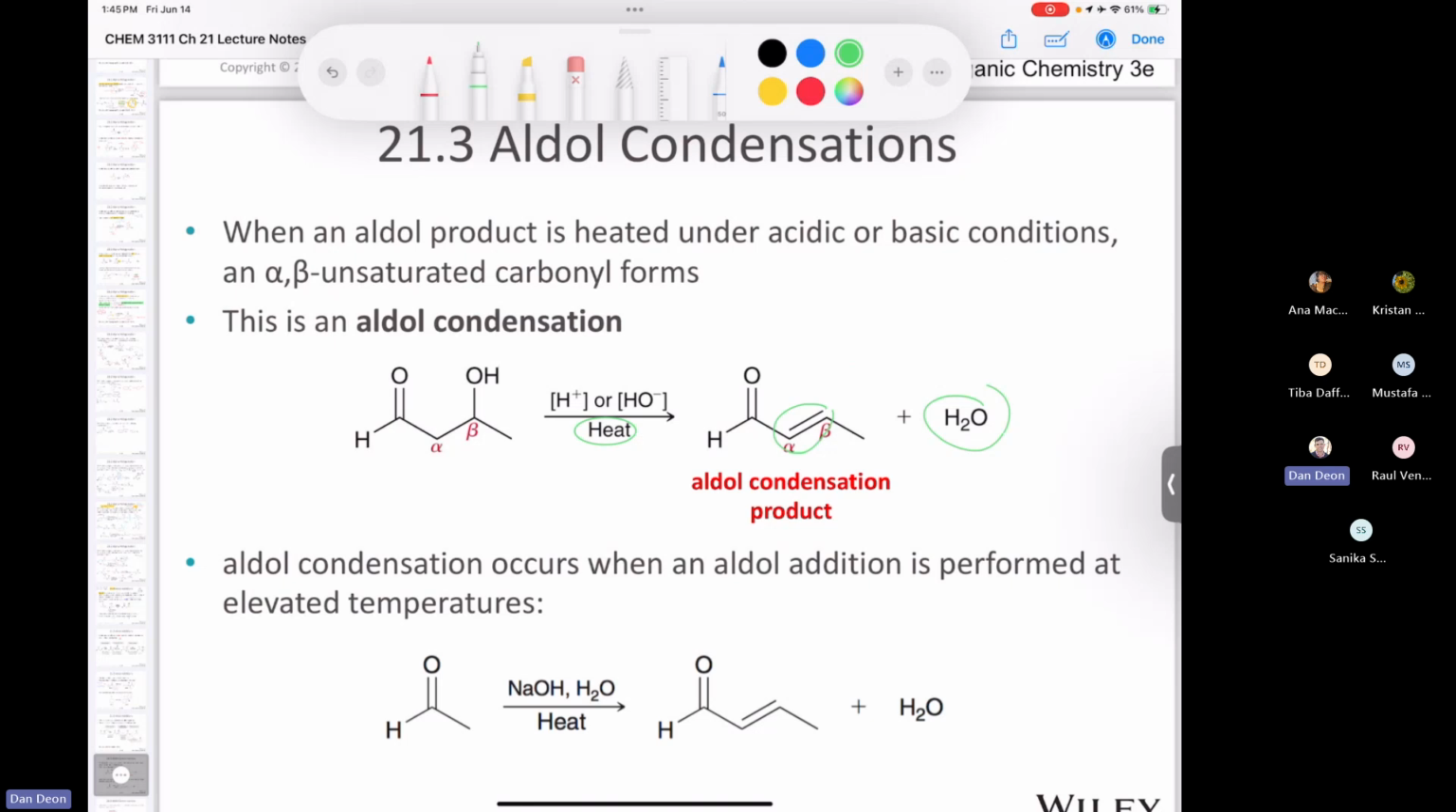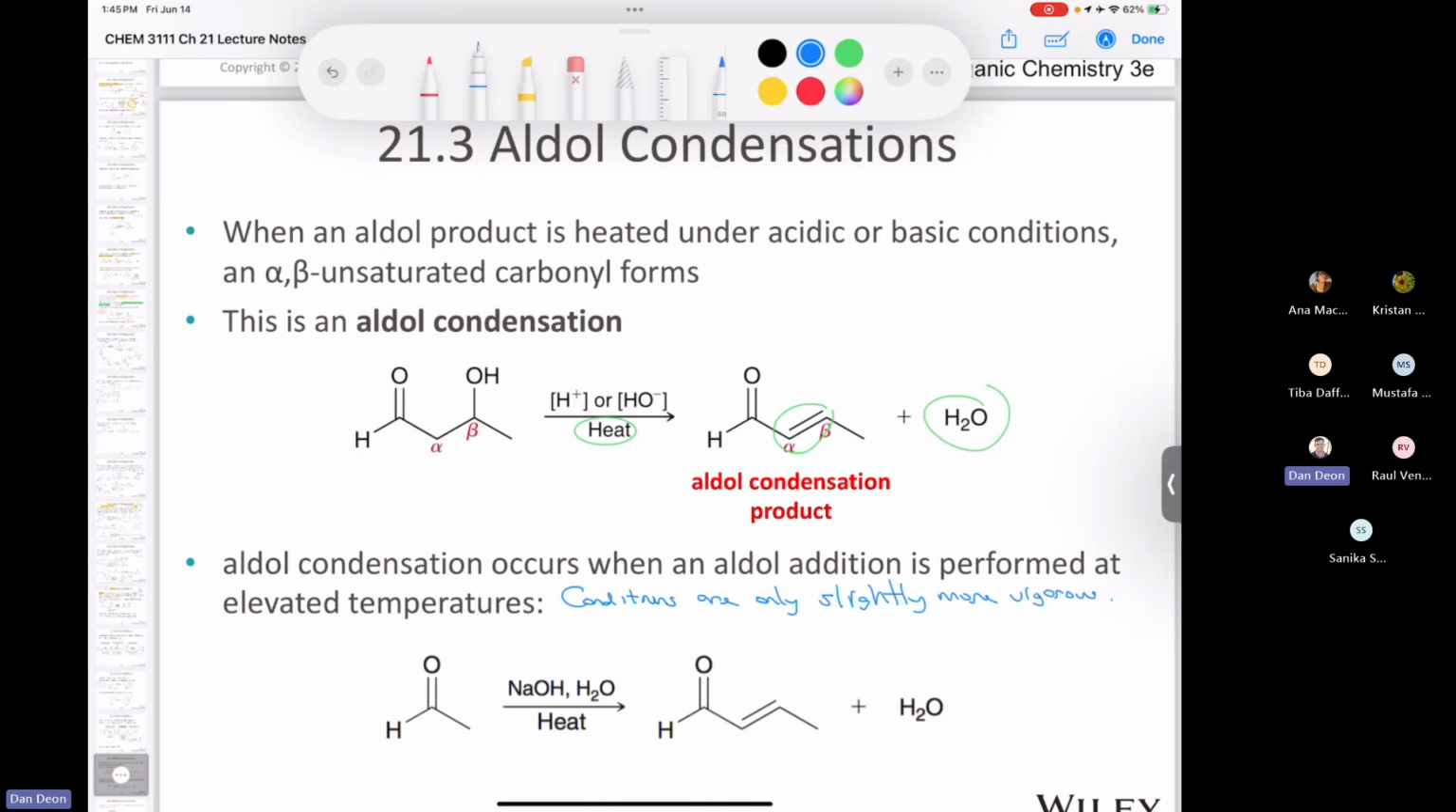Now, I wrote something down here. What I wrote for myself, when it says elevated temperatures, I'll give you the information. As I wrote down here, conditions are only slightly more vigorous. So there's kind of a delicate balance here between getting the aldol addition and the aldol condensation product.